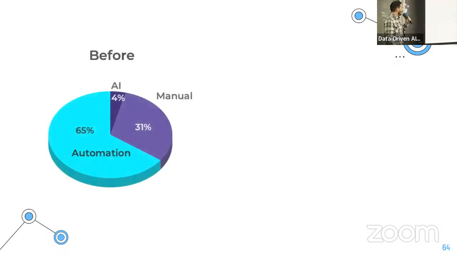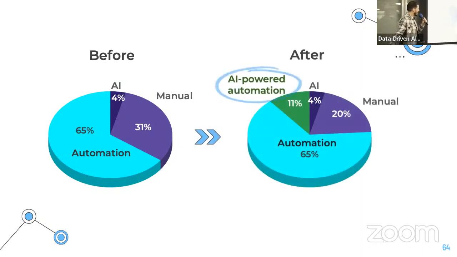Before the model, 65% of all advertisements were reviewed by the automations, 4% by AI, and 31% by the manual review. Once we created this model, we had a new slice of the pie. We have AI-powered automation, and it covers 11% of all advertisements. And we can see that the manual review was reduced from 31% to 20%. This allows the content moderators to give better service to the customers, to reply on chat, reply on Salesforce tickets, and basically give a much better service. Just like the aftermath.